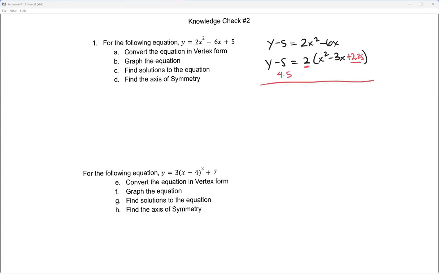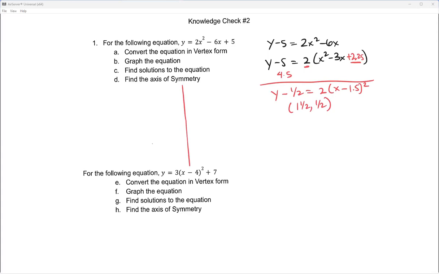And so what ends up happening is this is y minus 1/2 is equal to 2 times (x minus 1.5) squared. All right. And that's our vertex form. So our vertex is 1 and 1/2 and 1/2. Okay.